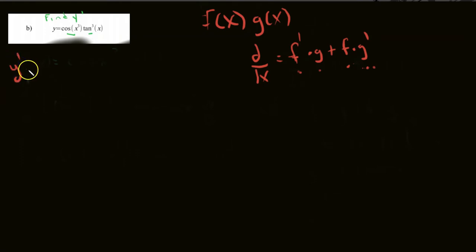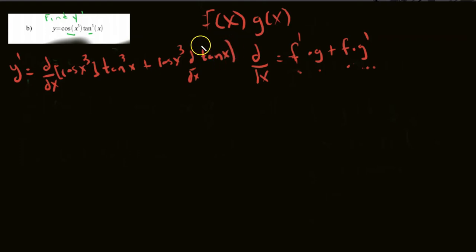Y prime is equal to the derivative of the first times the second plus the first times the derivative of the second. And this tan cubed x, you can just rewrite it as this. It's the same thing when the cube is not on the x. So derivative of cos x cubed, you gotta see that these are all chain rule problems.